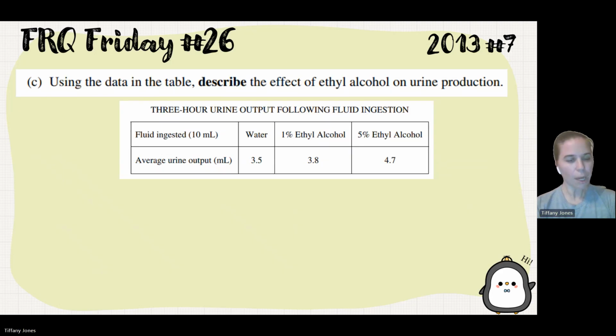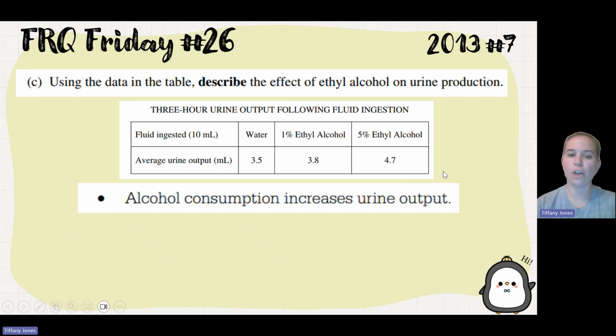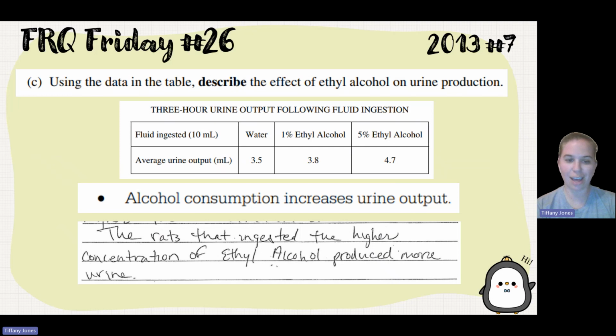Part C, using the data in the table, describe the effect of ethyl alcohol on urine production. As we see here, the higher the concentration of ethyl alcohol, the more urine output. So alcohol consumption increases urine output. Students said the rats that ingested the higher concentration of ethyl alcohol produced more urine.